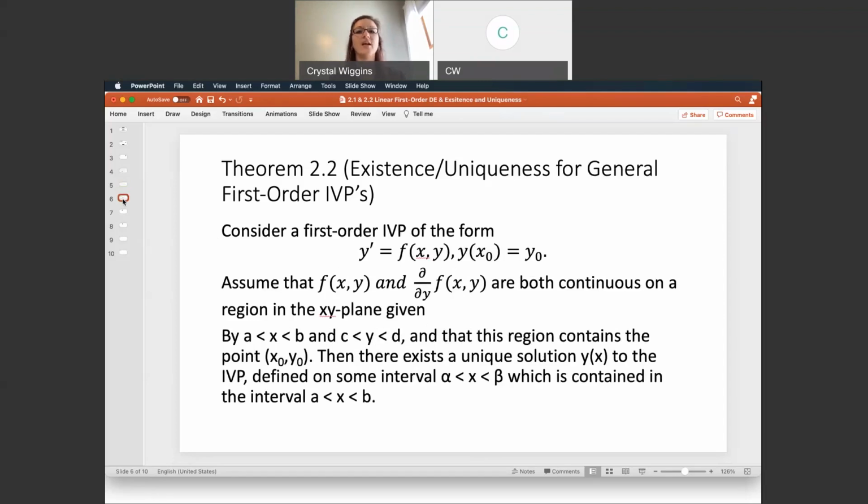The existence uniqueness for general first order initial value problems, so not necessarily linear, states the same thing. So essentially what we will be doing is once we find our solution, we will analyze the solution. We will take a look at the x variable or the independent variable in the solution and determine what interval makes sense for those inputs. So essentially it's like a domain, but it's a domain of an interval of existence is what we're going to call it. So with no further ado, let's dive right into some examples and walk through those steps in solving. And then at the end, we'll talk about the interval of existence.